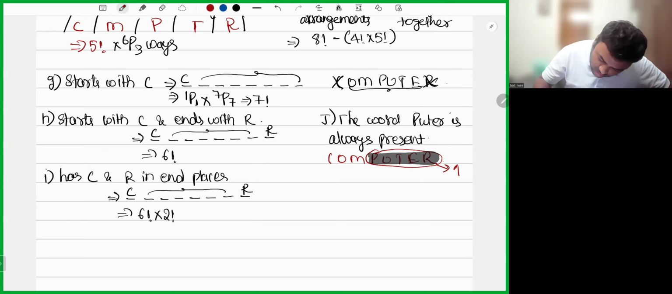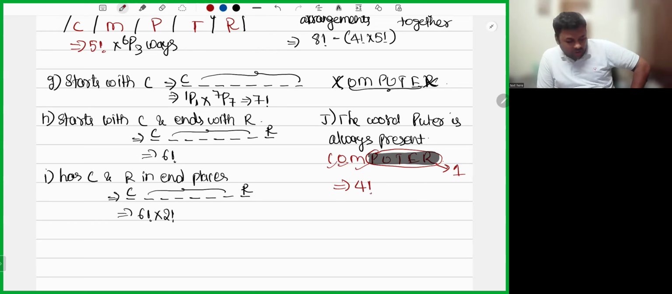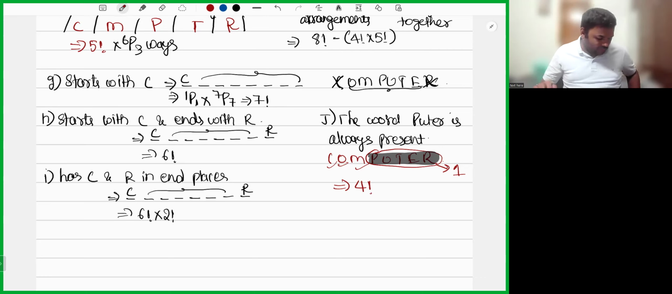Join them. 1, 2, 3, 4. 4 things can interchange among themselves in 4 factorial ways. Now again, will you interchange pewter among itself? No, don't interchange among itself. Why won't you interchange pewter among itself? Simple, sir. It's telling the word pewter is always present. So unfortunately, you can't interchange it among itself.